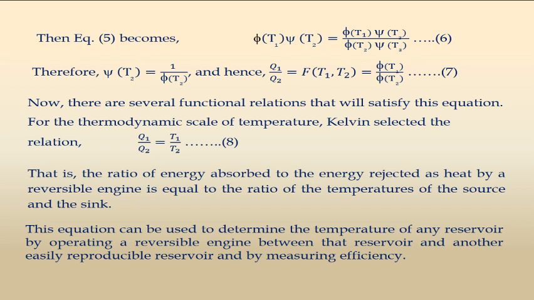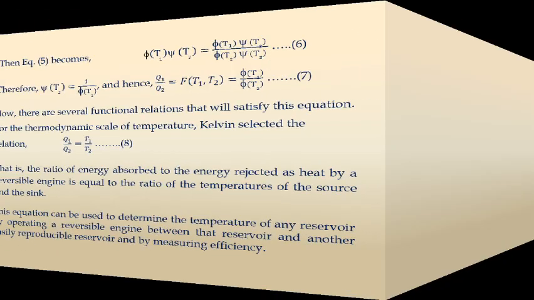So if you want to measure the temperature of any unknown reservoir, you can take a reversible engine and one known reservoir, and run the engine between the known reservoir and the unknown reservoir. By noting the efficiency values, you can calculate the temperature of the unknown reservoir. So it will give the absolute temperature of that reservoir.